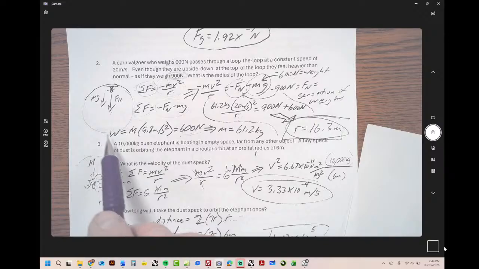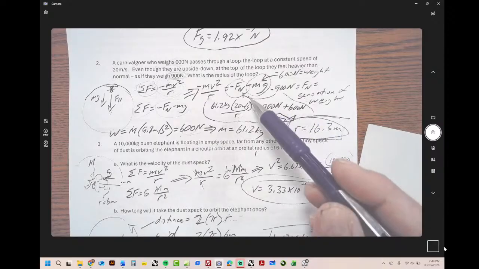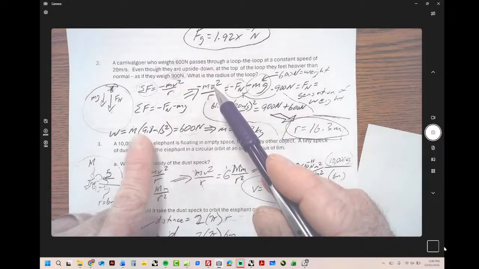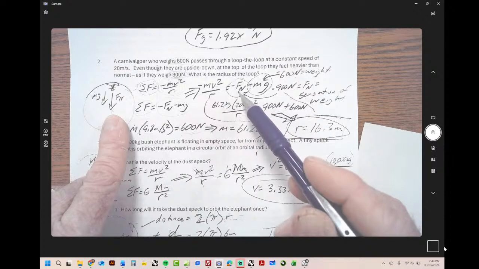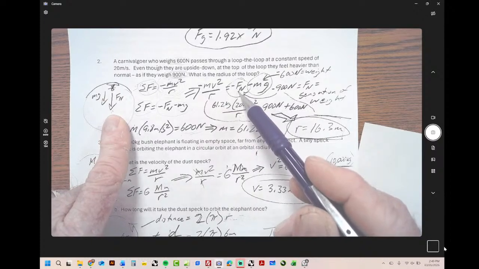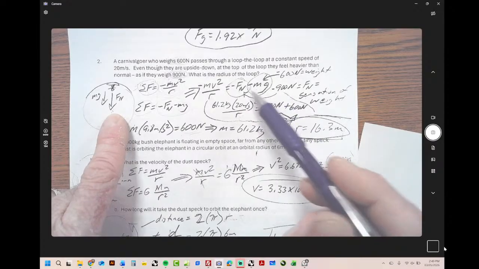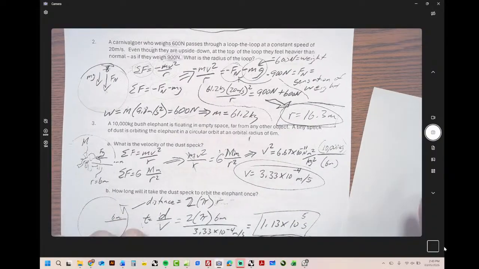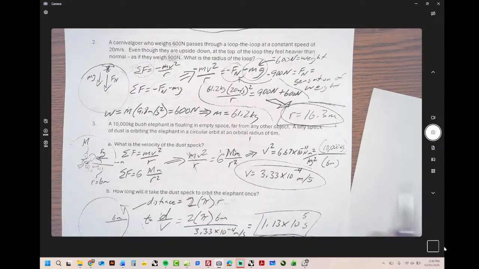If this were at the bottom, and all this other stuff were true, then we would put in positive mv squared over r. That'd be the net force here, and positive 900 right there, because that's the normal force they feel, minus 600, the weight, and you would get a different r in that case. So be ready for a problem either with somebody at the top or the bottom.